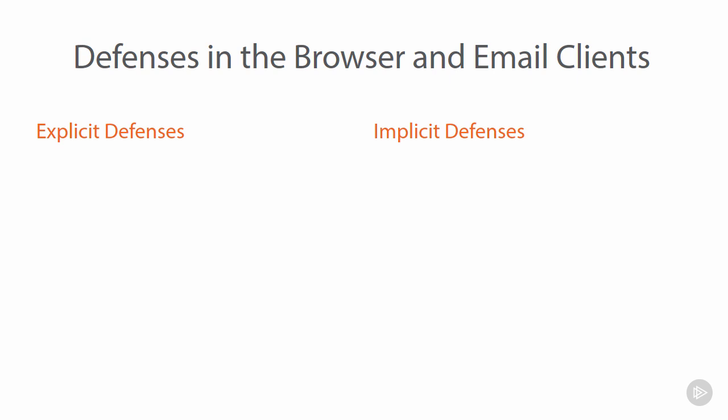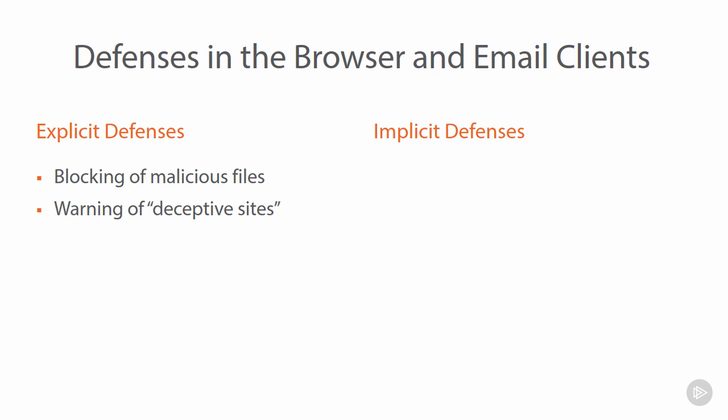When we talk about an explicit defense, we're talking about how the browser or email client is able to act on our behalf and block the risk before it gets to the user. So for example, the ability to block malicious files. That's something that can be done electronically via software. Warnings around things like deceptive sites as well. I'm going to give you an example of exactly what this looks like in just a moment. But this is the sort of thing that software can do very well.